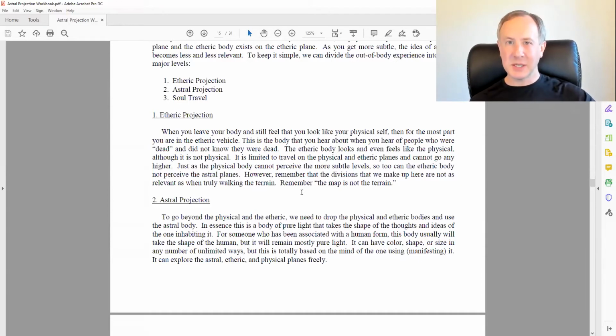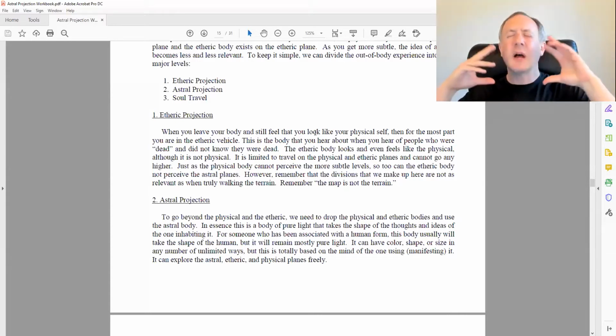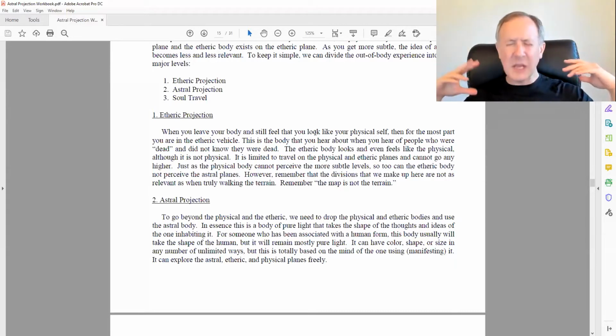Then astral projection, the astral body, more subtle than the etheric body. And remember, the higher up you go, the more real things become. But etheric and astral are still illusory. Soul travel is not illusory. Soul is who you are, created by God, or whatever you want to call that reality. There's an infinite consciousness, and you're a drop of that consciousness, and you're an eternally creative being.